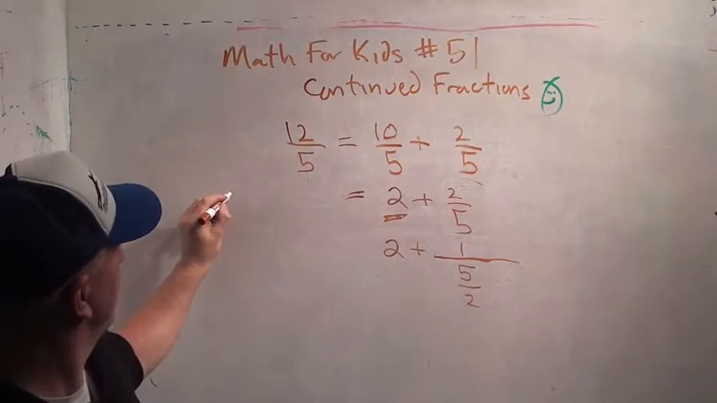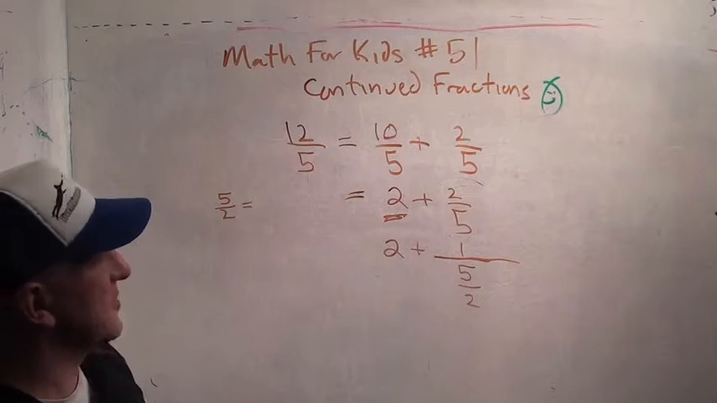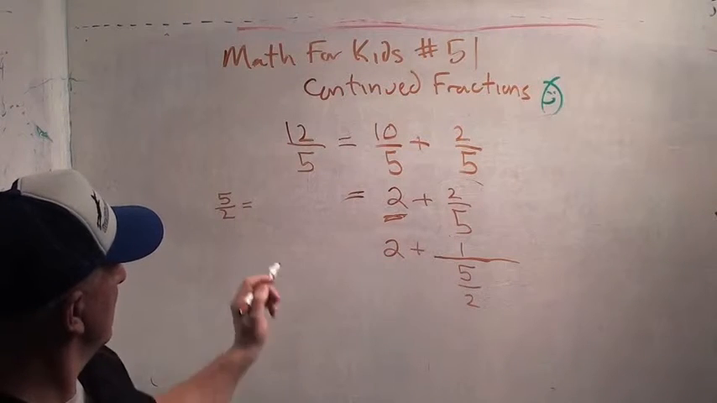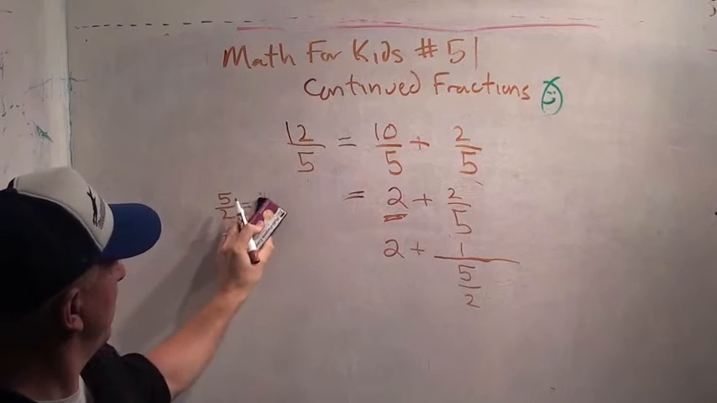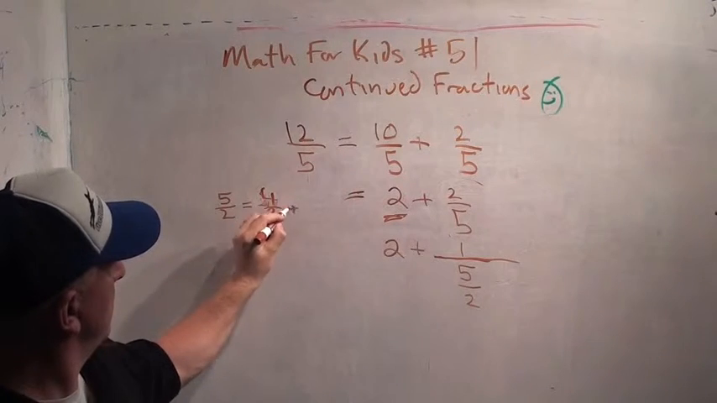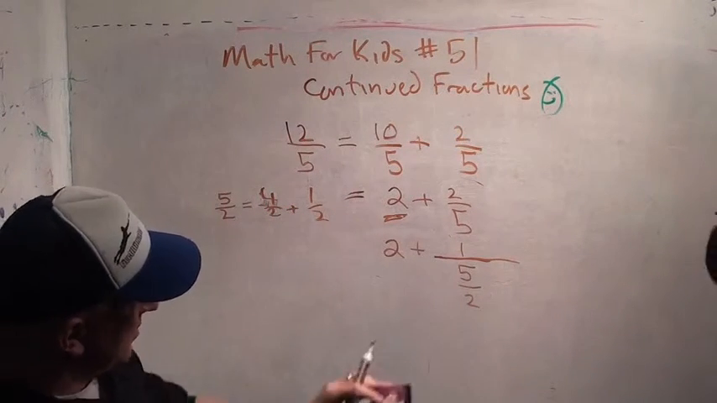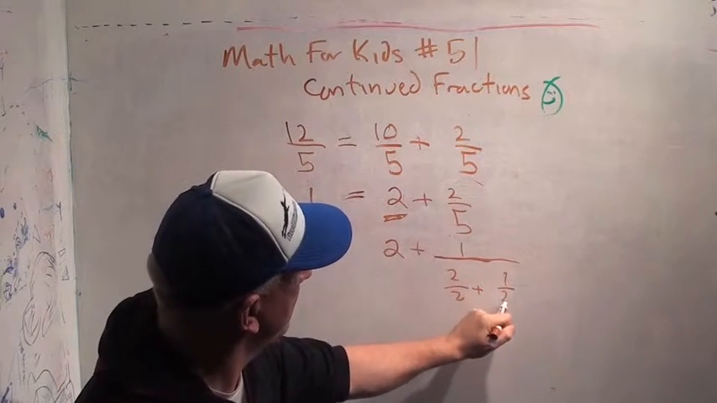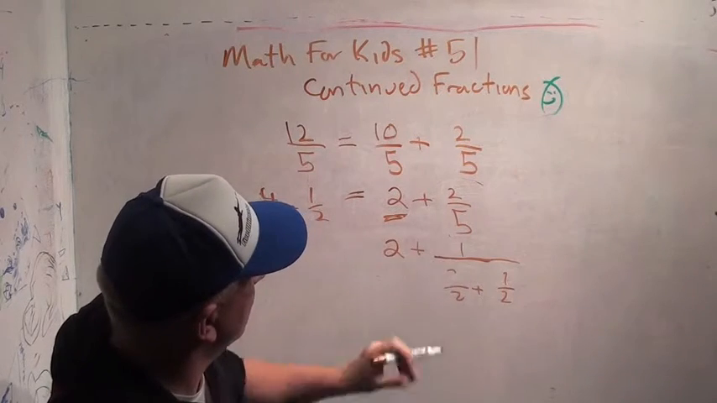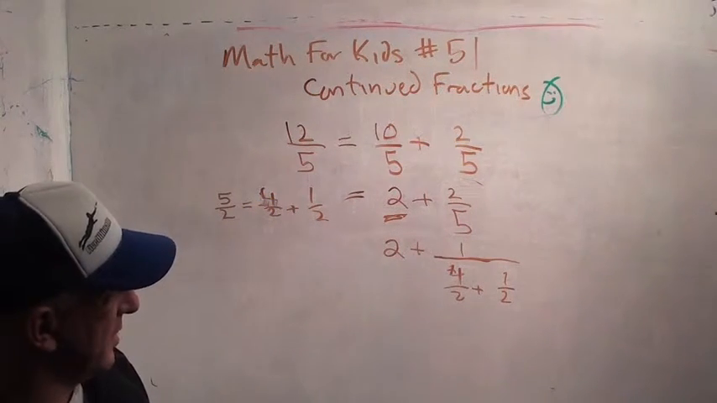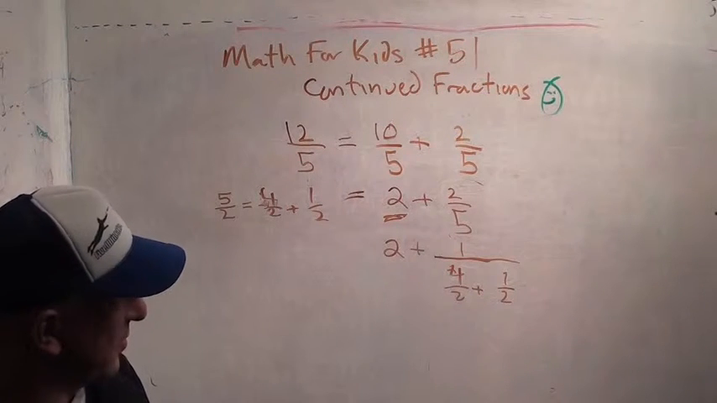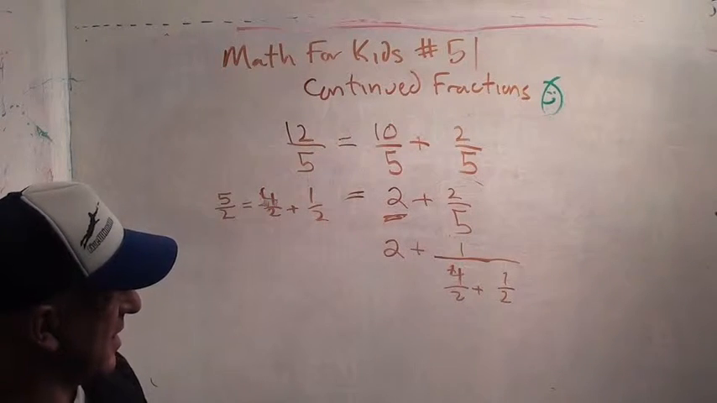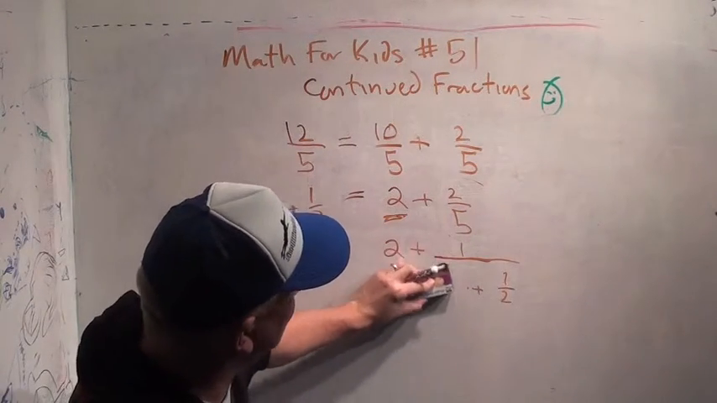Split. 5 halves is what? How many 2's are in 5? 2 2's. Right, so it's the same as 4 over 2 plus 1/2. Okay? So 5 halves is the same as 4 over 2 plus 1/2. Okay, so why did I write it as 4 over 2? What do we normally write this as? It's 4 halves. We normally write 4 halves as 2.